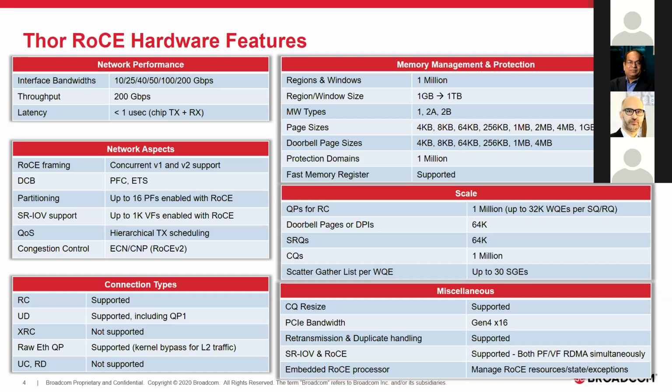Very wide support for memory management and protection, and large scale of resources in terms of QPs, a million. Combining with that is the number of CQs that go along with that, as well as shared receive queues that are supported, 64K. In terms of high application level scaling, it has a large scale of doorbell pages or DPI, which allows you to have a large number of processes sharing the NIC with the protection provided by the device. So this is a quick overview of all the baseline ROCE features.